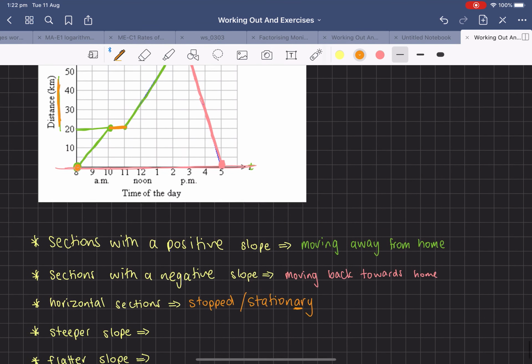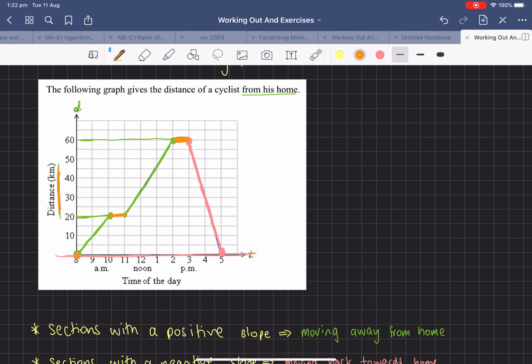Okay, one other thing I want you to realize is we're going to actually talk about the slope now. And we're going to talk about when it's steep and when it's flat and what that means. So let's look at this first line segment here. Now in this section of the graph, the cyclist travelled 20 kilometres and it took him from 8 a.m. till 10 a.m. It took him 2 hours. So 20 kilometres in 2 hours.